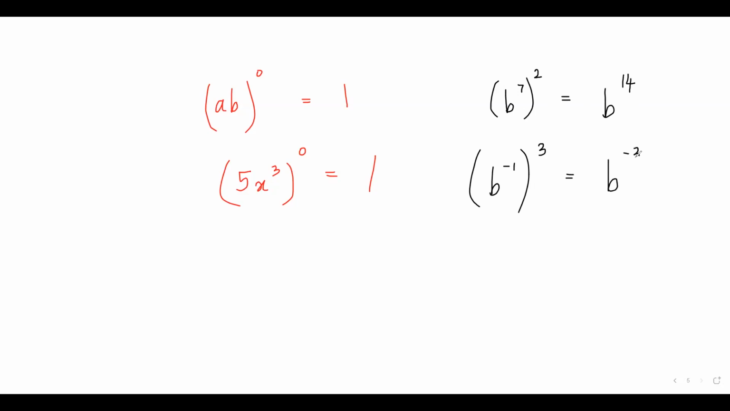If I have b to the power minus 1 to the power 3, b to the power minus 3. If I have x to the power 8 to the power 6, what is 8 into 6? 48. So x to the power 48. So your first law is multiplication, where you add the powers. Second law, division, where you minus. Third law, brackets, where you multiply. And your fourth law is when you have a 0 as an index.